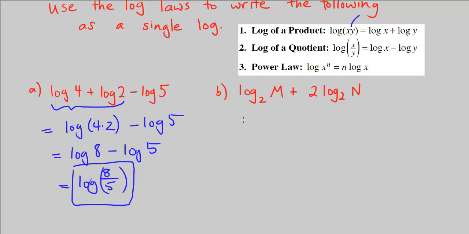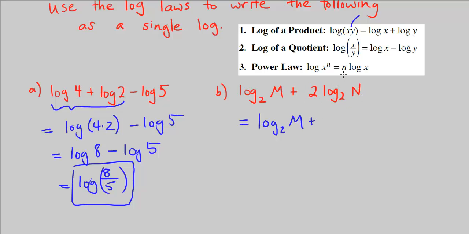Let's go on to part B. Part B, again, we're lucky we have the same base, base 2. Now these are logs of base 2. So let's go ahead and convert these into one base. So first of all, this one is just 1 times log base 2 of m. This one is 2. So let's go ahead and rewrite this one.